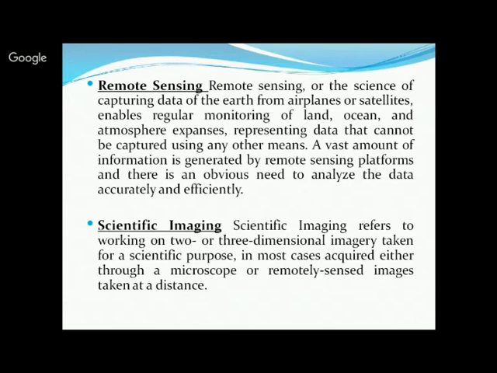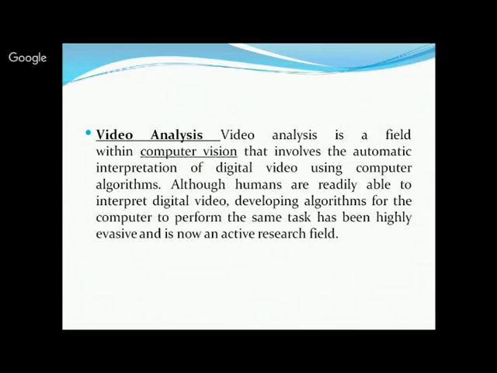Scientific imaging also refers to working with 2 or 3 dimensional imagery taken for scientific purposes, in most cases acquired through a microscope, or remotely sensed images taken at a distance. So that is also one area. Video analysis definitely comes under computer vision, but it also involves the automatic representation or interpretation of digital video using computer algorithms. In computer vision, we have many areas, for example, target identification, target tracking, and video use for security purposes.